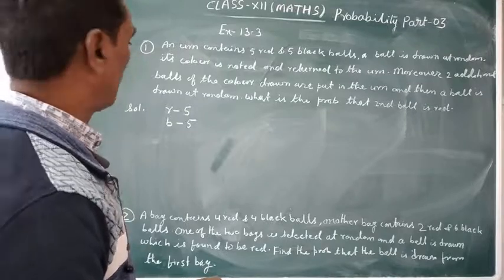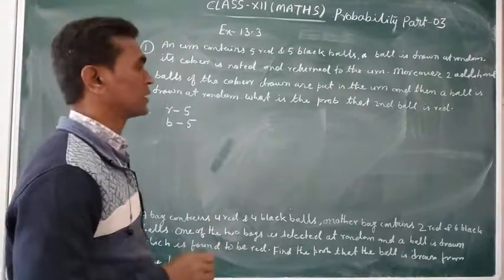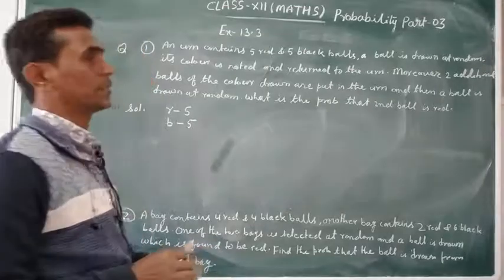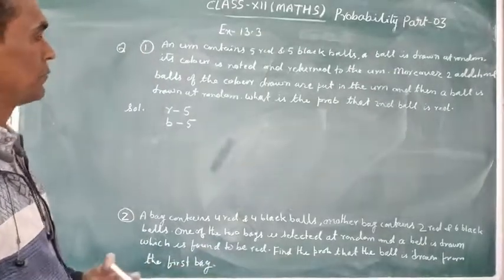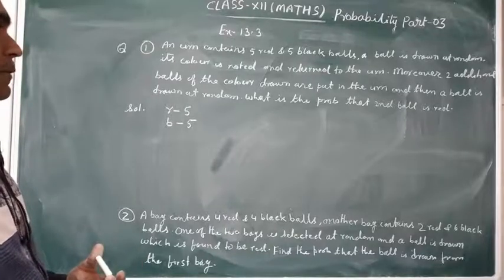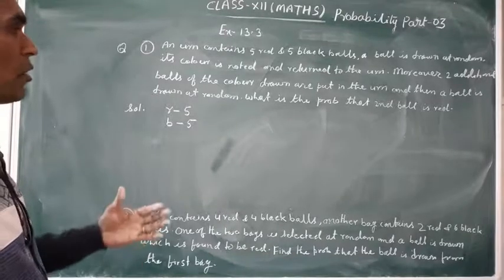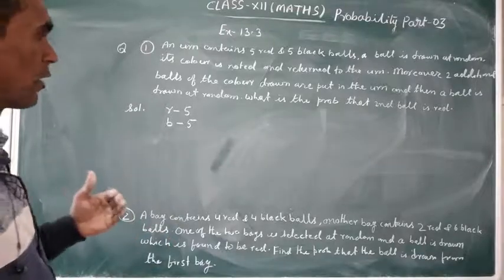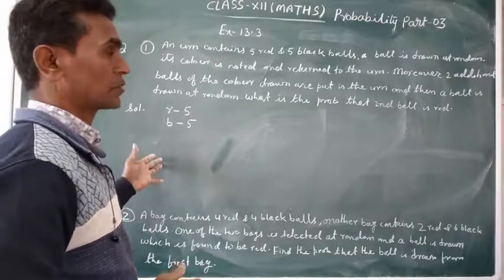And then a ball is drawn at random. What is the probability that the second ball is red? So we have to find the probability that the second drawn ball is red. But the second drawing depends on the first drawing.